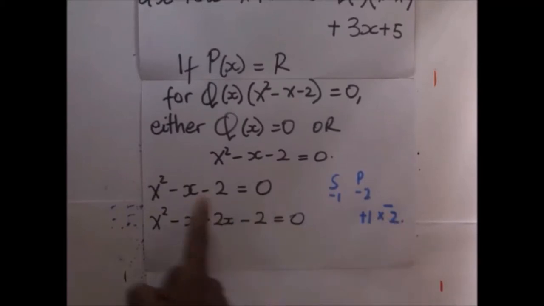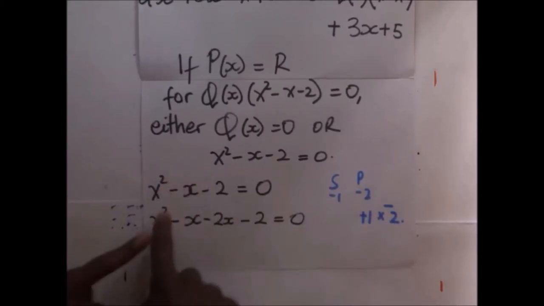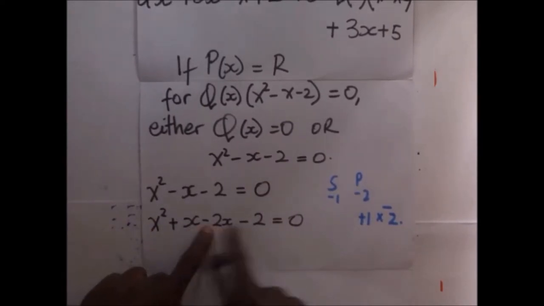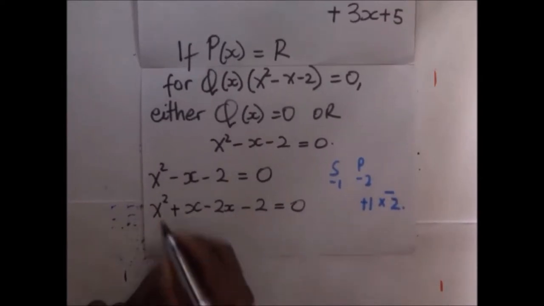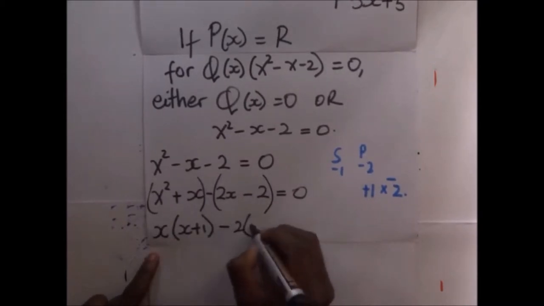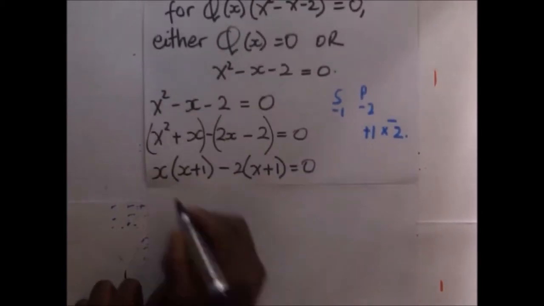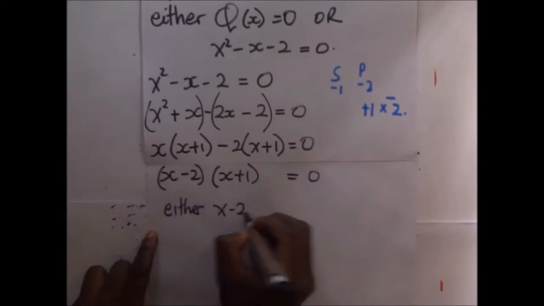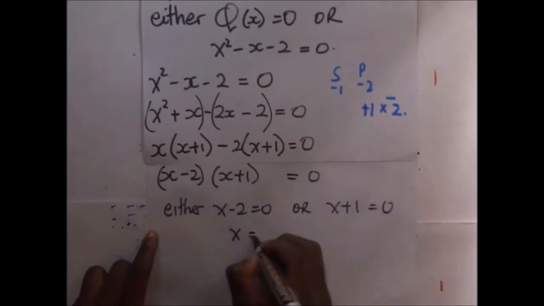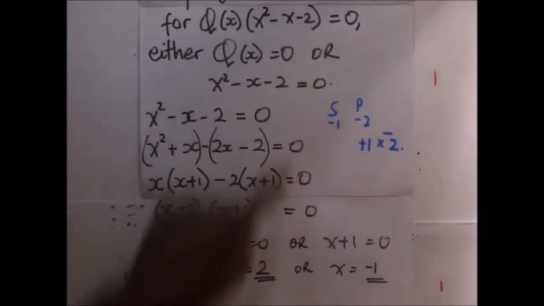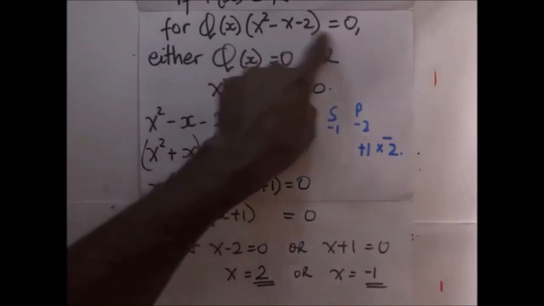So these two numbers are going to replace that middle term. It means it's going to be x squared plus 1x minus 2x minus 2 is equal to 0. So this becomes like that. So we have gotten our values of x for which this expression is equal to 0. When we substitute 2 or negative 1 in this expression, we shall get 0.